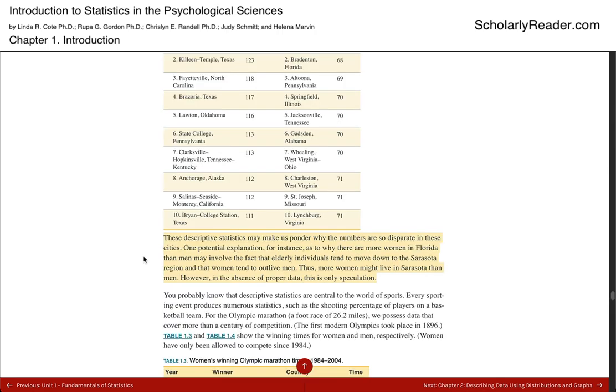These descriptive statistics may make us ponder why the numbers are so disparate in these cities. One potential explanation, for instance, as to why there are more women in Florida than men may involve the fact that elderly individuals tend to move down to the Sarasota region and that women tend to outlive men. Thus, more women might live in Sarasota than men. However, in the absence of proper data, this is only speculation.